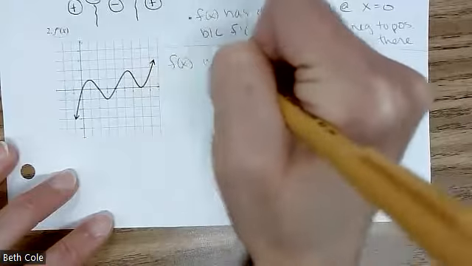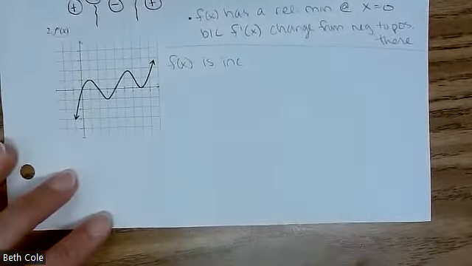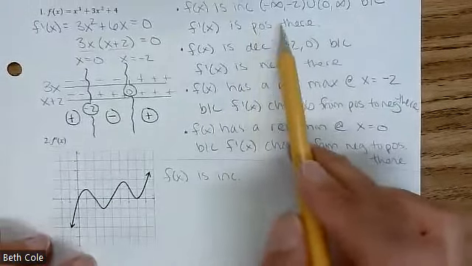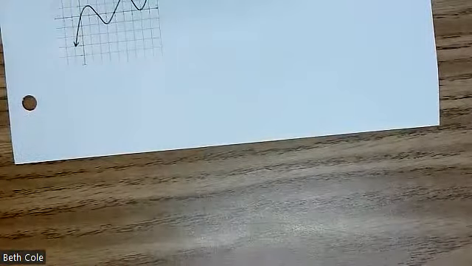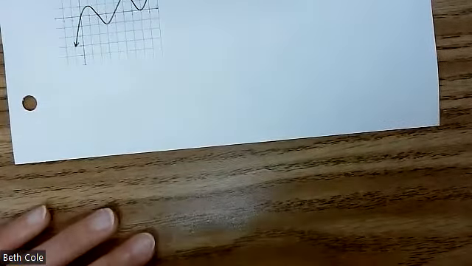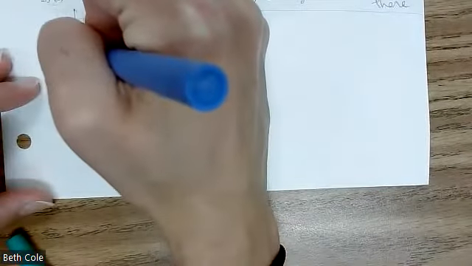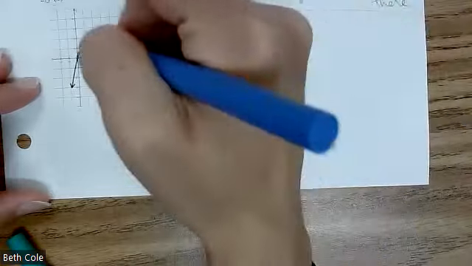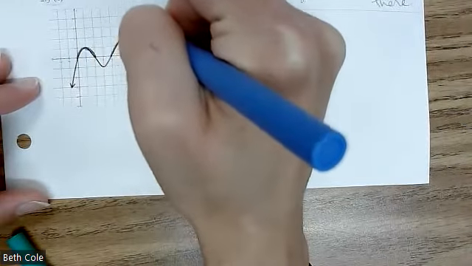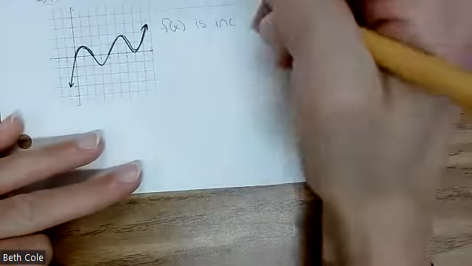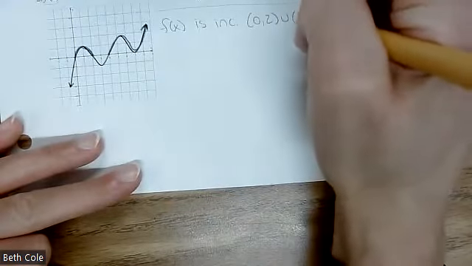F of x is increasing wherever the first derivative is positive. You are looking at the first derivative. So where is this graph positive? I'll color code here. Where is this graph positive? Good, above sea level. So 0 to 2, where else? Good, 4 to infinity, perfect, all right? So increasing 0 to 2, union 4 to infinity.